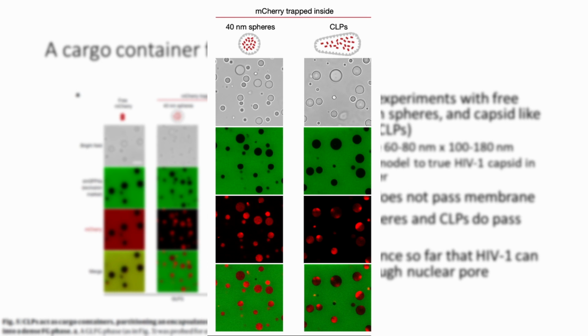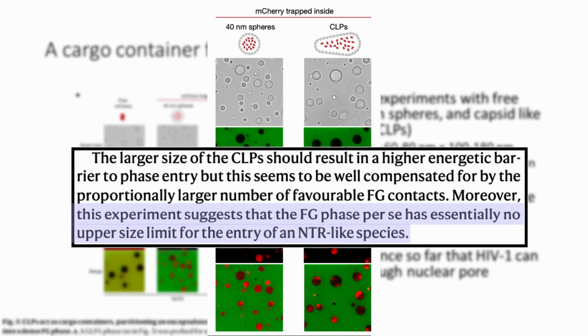We can see in this result that both the 40 nanometer spheres and the capsid-like particles are making it past the membrane through the FG repeat domains because we can see the localized fluorescence within those membranes. The authors note in the text that it looks like there's no size cutoff for these nuclear pore channels, but I mean, come on guys.